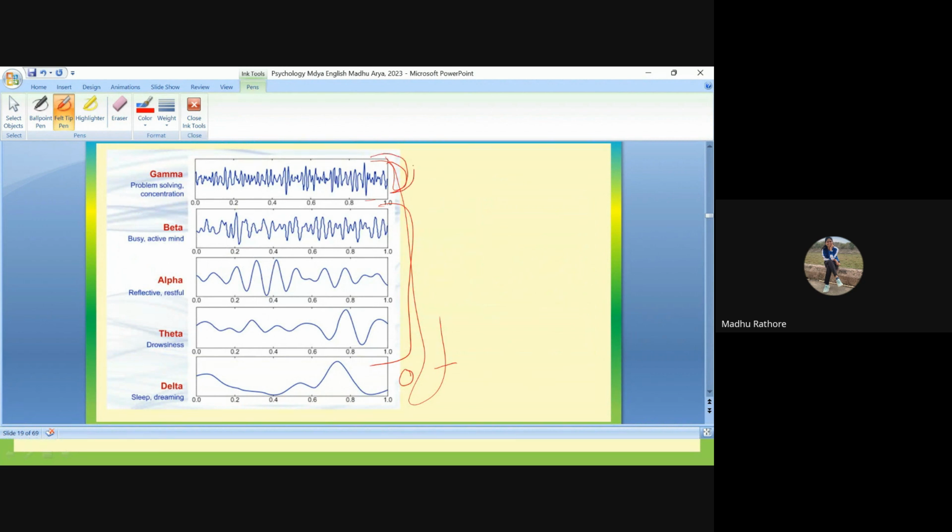In the gamma stage, our brain waves are highly active. If this is properly happening, we can perform problem solving, reasoning, concentration. Before an exam, gamma activity needs to come in, increasing or at a high stage. Beta is slightly less than gamma but more than alpha: an active mind. Alpha is like we are just working at home, not spending too much time thinking or learning. Theta is drowsiness, delta is very deep sleep.